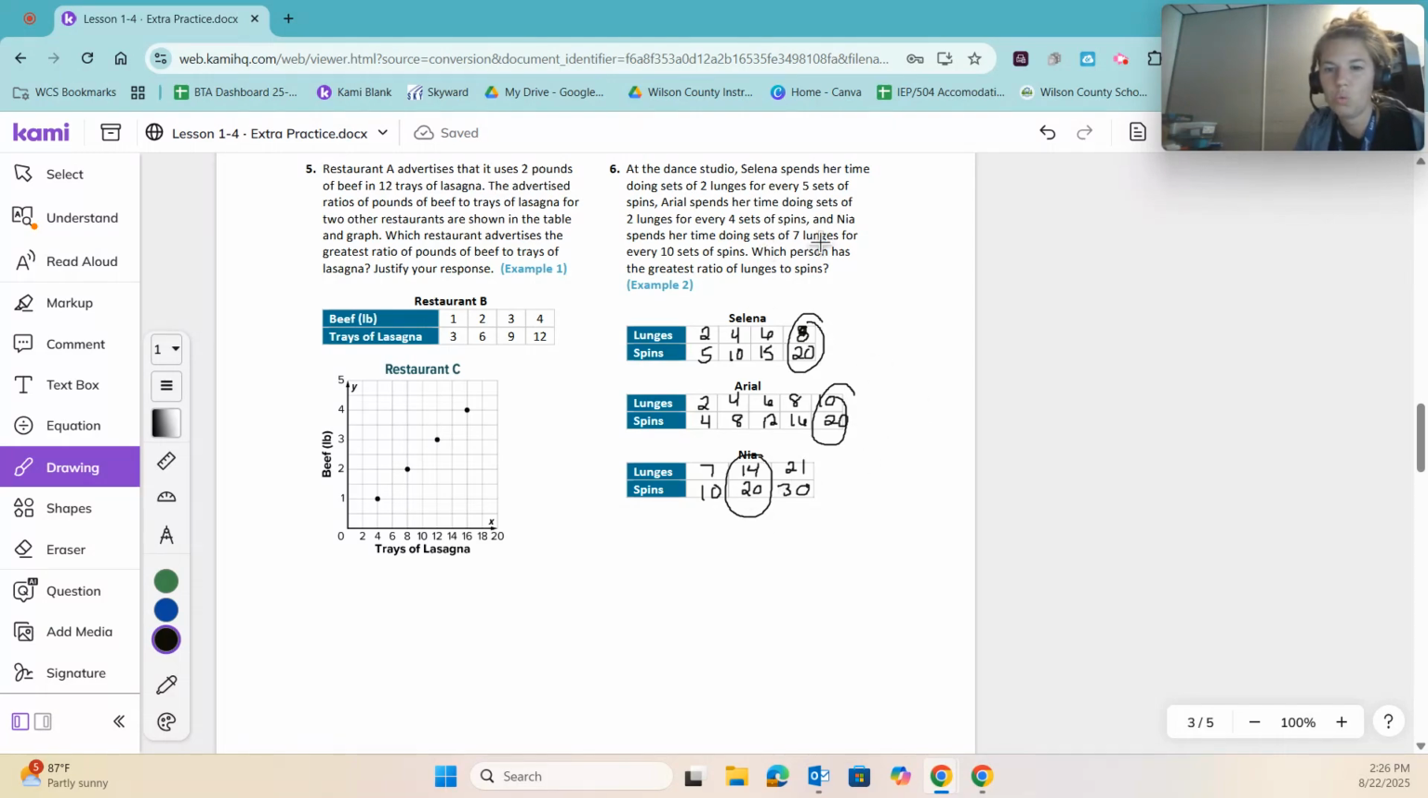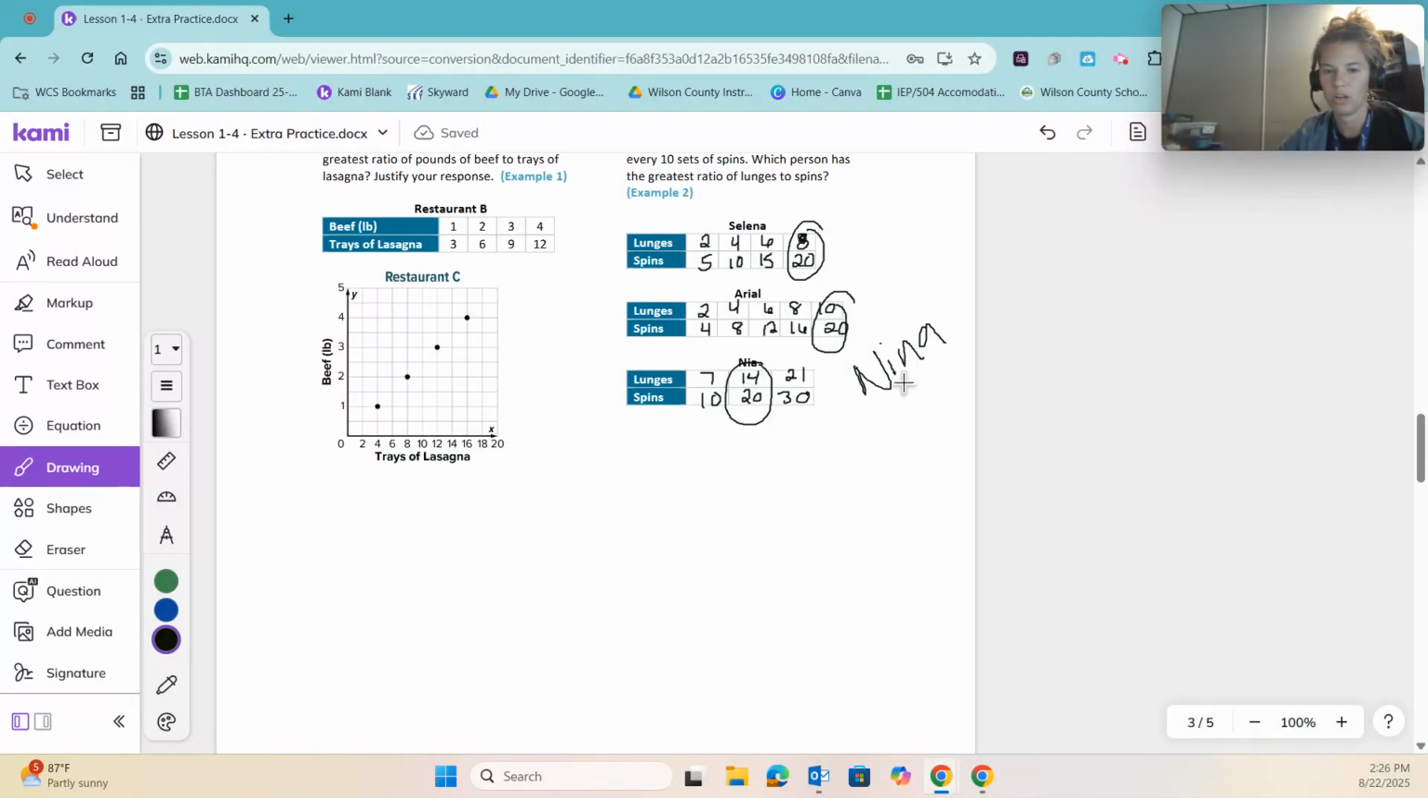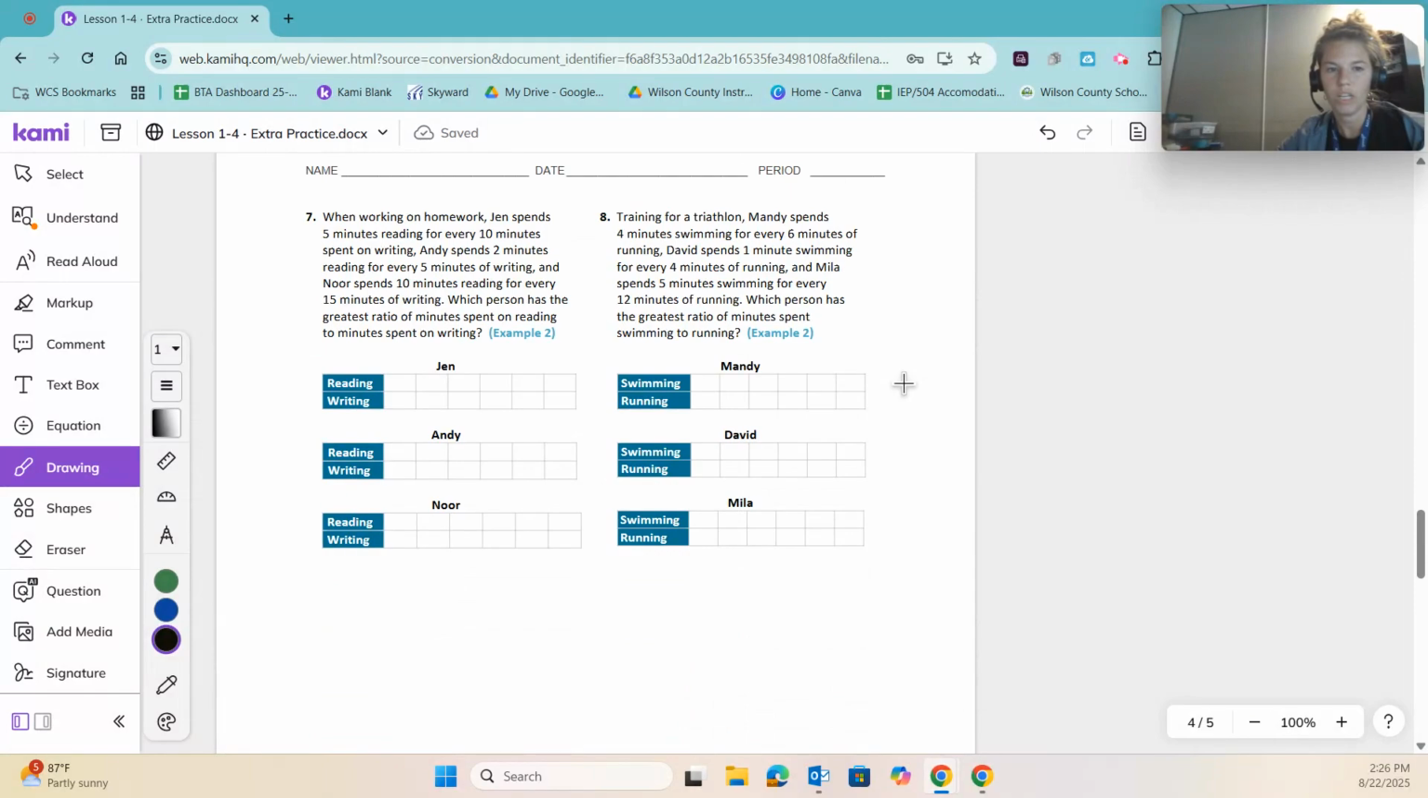Okay, so it says which person has the greatest ratio of lunges to spins? So the largest amount of lunges for each amount of spins. So Nina is going to have the largest. See 8, 10, and 14. So Nina has the greatest ratio there. So we use that table in order to, again, find the one that they have in common, to compare those. All right. And there are 2 more that you can try on your own like that.